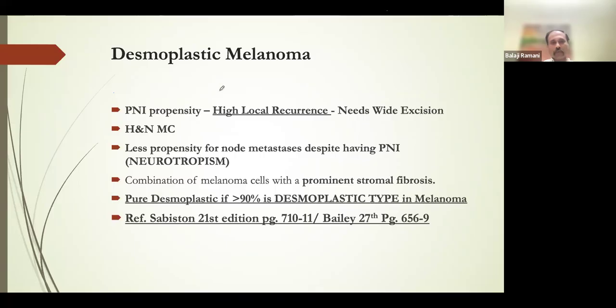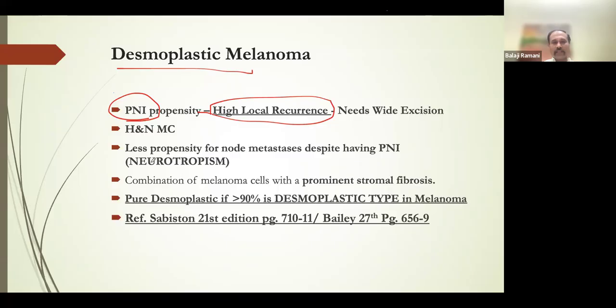Right, now going on to desmoplastic melanoma. So what do you mean by desmoplastic melanoma? This is one special subtype of melanoma which has a very high propensity for perineural invasion, and because of that there is a high local recurrence as well and it needs a wide excision. I mean, almost all melanomas need a wide excision, but this one has a higher propensity for local recurrence.